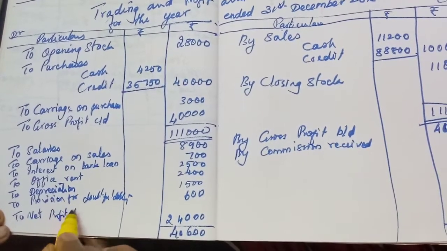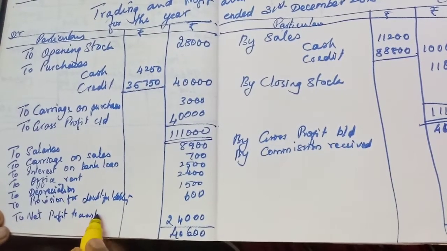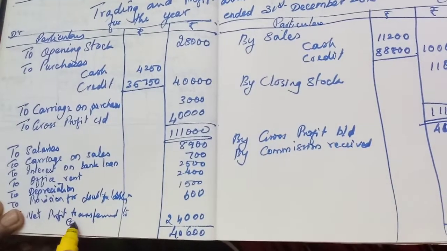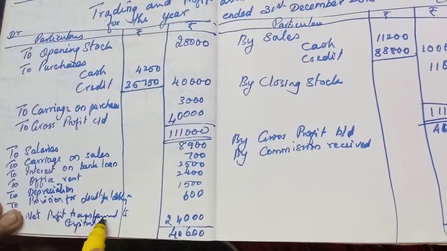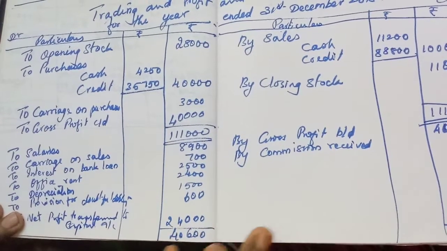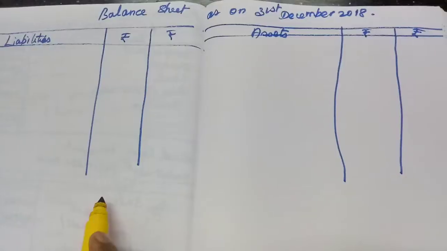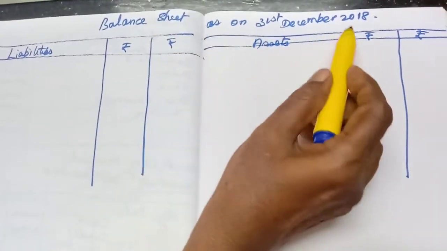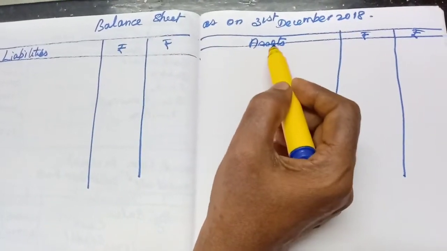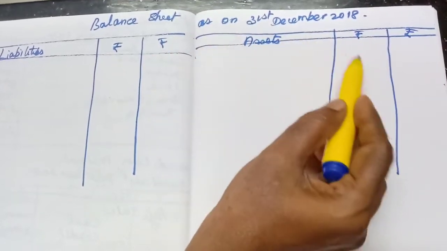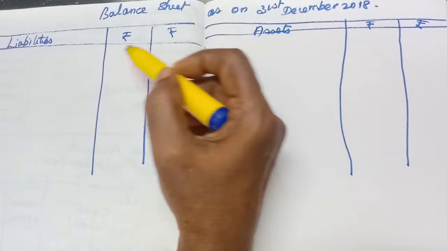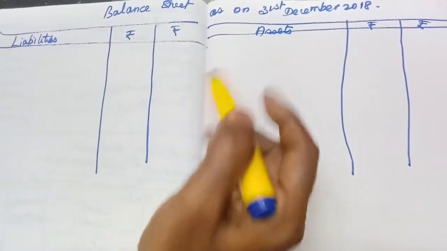What you have to write? Transfer to capital account. Now we will prepare the balance sheet. Now write the heading: balance sheet as on 31st December 2018. Assets, rupees, because we need to deduct some of the items, doubtful debts. Okay, that's it. Here liabilities, rupees.